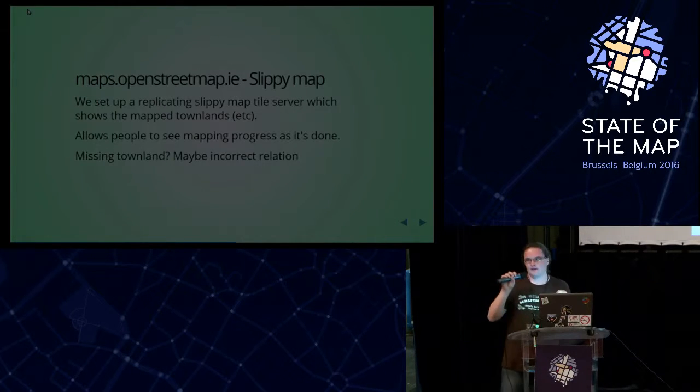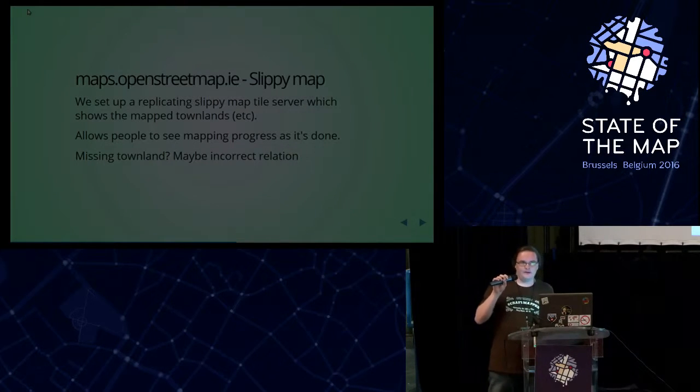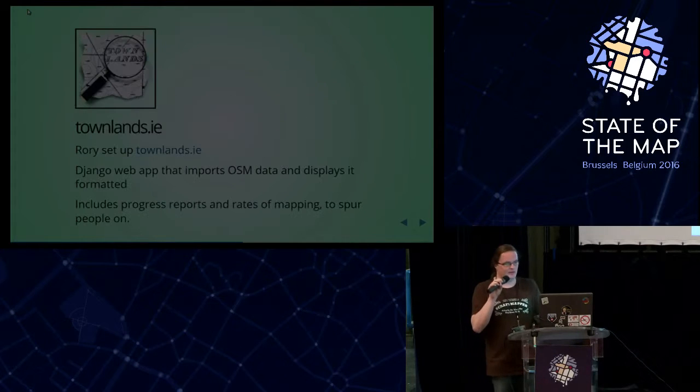So someone set up maps.openstreetmap.ie, which was a tile server that updated every minute or whatever, and would show us where the townlands are being mapped, where they were, so you could see if they're being mapped, it isn't showing up, you've broken your polygon, yada, yada, yada.